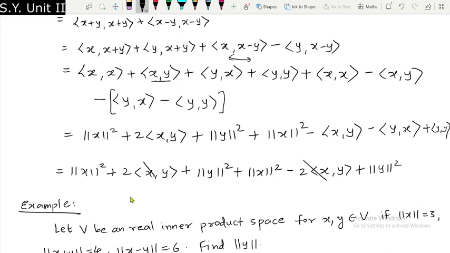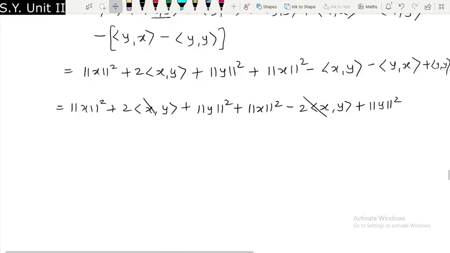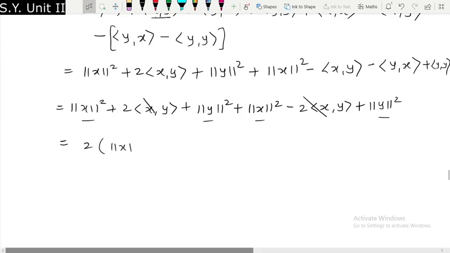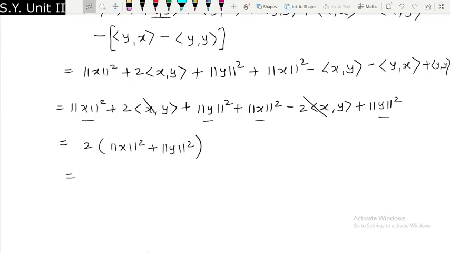So this term and this term will get cancelled out, and therefore this will be equal to, now you can see norm of x square twice and norm of y square has appeared twice, so it will be twice inside the bracket norm of x square plus norm of y square, and that is exactly our right hand side, and that is what we wanted to prove.